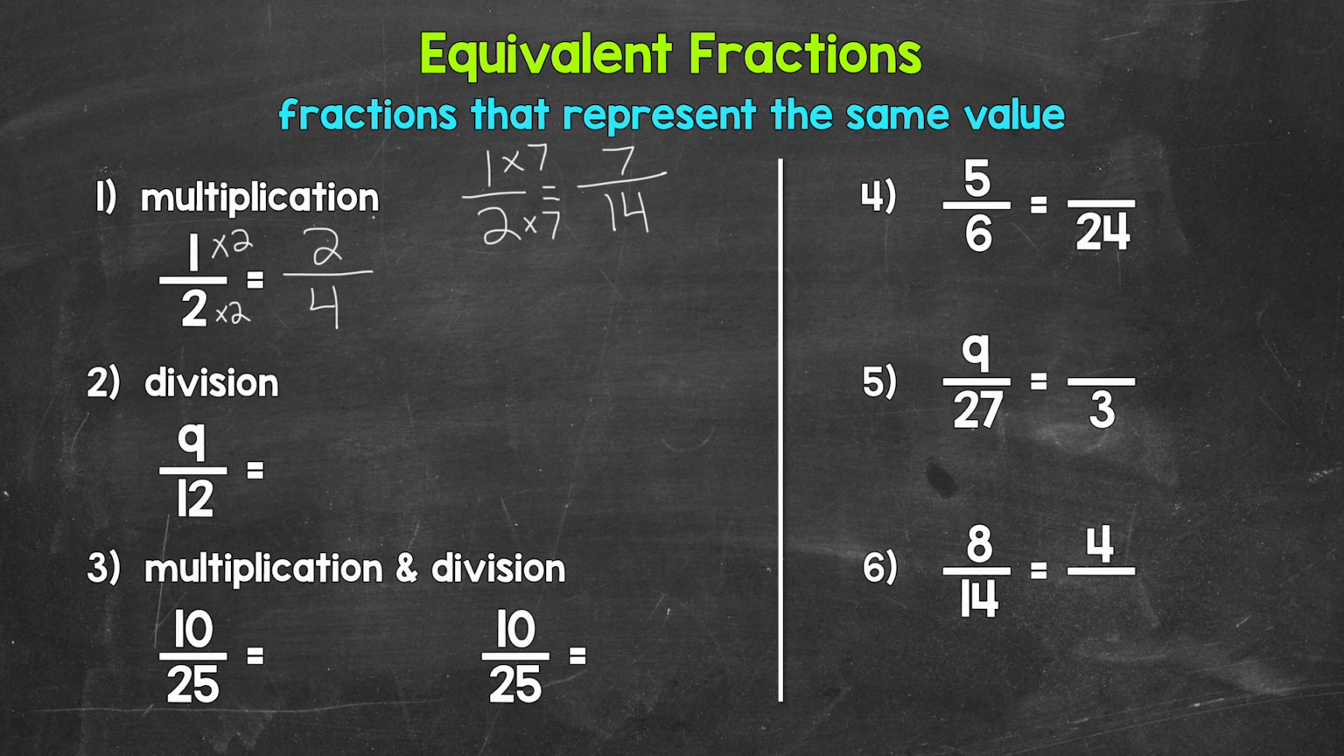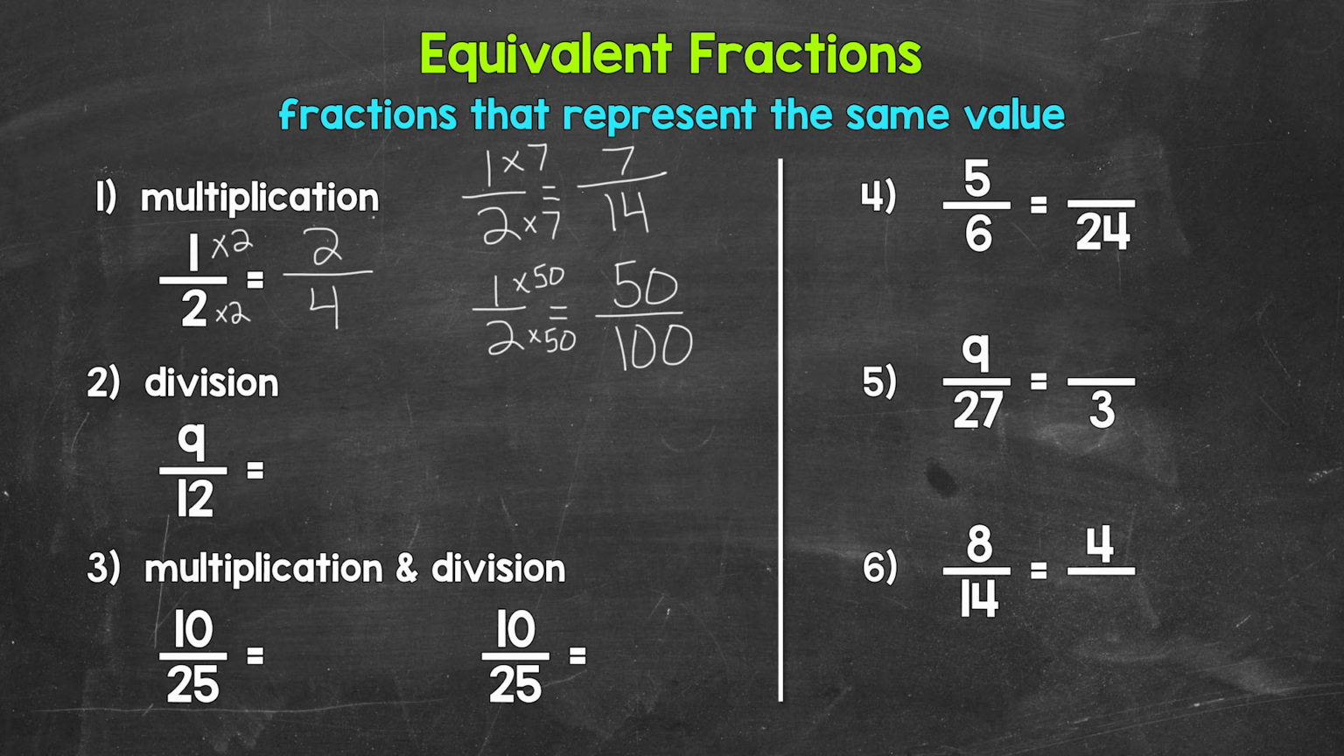How about multiplying by 50? So 1/2, and we multiply the numerator by 50 and the denominator by 50. 1 times 50 is 50. 2 times 50 is 100. So we get 50/100. 1/2 and 50/100 are equivalent fractions. Now we can actually find an infinite amount of equivalent fractions when multiplying. As long as we multiply both the numerator and denominator by the same number, we end up with an equivalent fraction. Let's move on to number 2, where we have division.